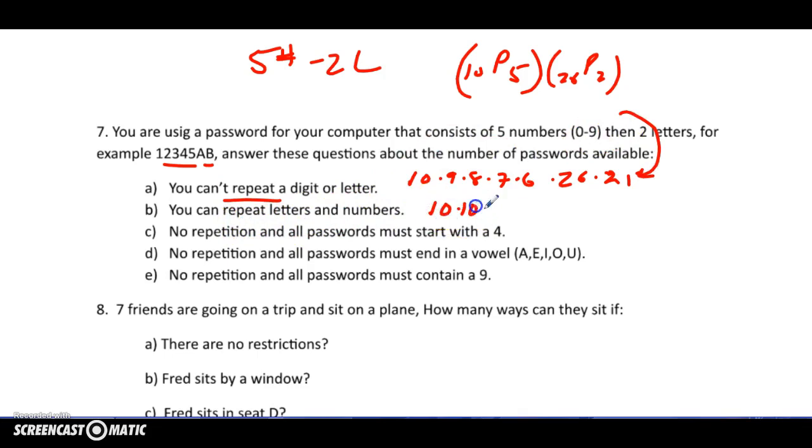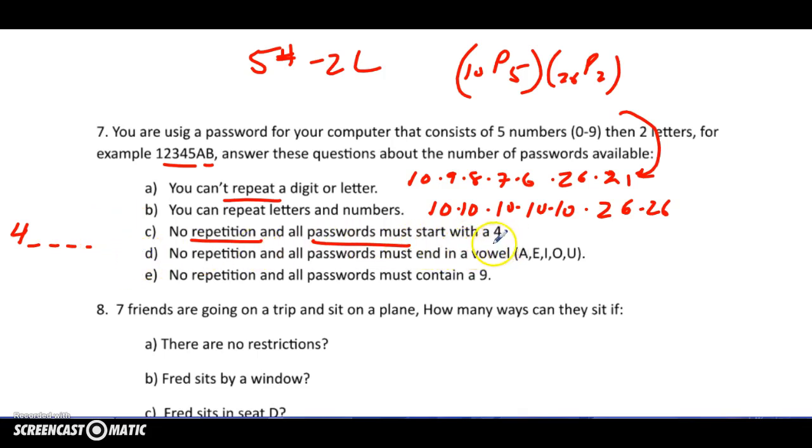So you can do this 10 times 10 times 10 times 10 times 10, which is 10 to the 5 if you want to write it that way. 26 times 26. No repetition, and all passwords must start with a 4. So if you start with a 4 and you can't repeat, then you have this situation where you have letter, letter, number, number, number, number, and then letter, letter. So let's do the numbers first.